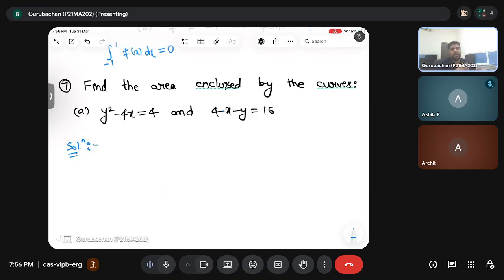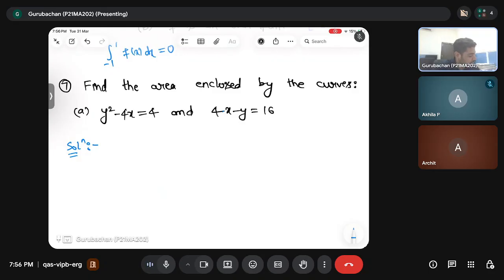So what can be the approach? Tell me. So we have to draw the graph and then see the intersection point and then see how to calculate. That is a graphical approach. Ultimately, you have to do mathematical calculation to see where the points are intersecting. So why don't we directly do the mathematical calculation first?